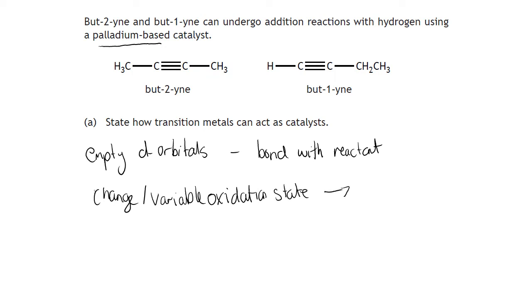And what that means is it can either give or accept electrons, and that can help in terms of doing catalysis. So you've got empty d orbitals, which means you can form bonds with the reactants. It would be a dative covalent bond with the reactant bonding to the metal. And because it is a transition metal, it's known for having variable oxidation states, which means that during the reaction, the transition metal could accept or donate electrons to the reactant molecules.